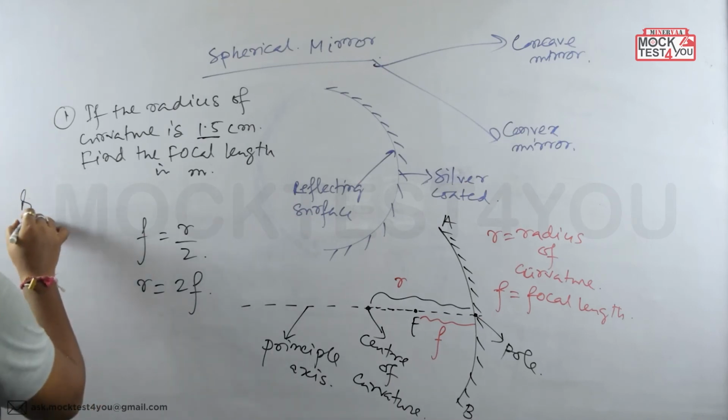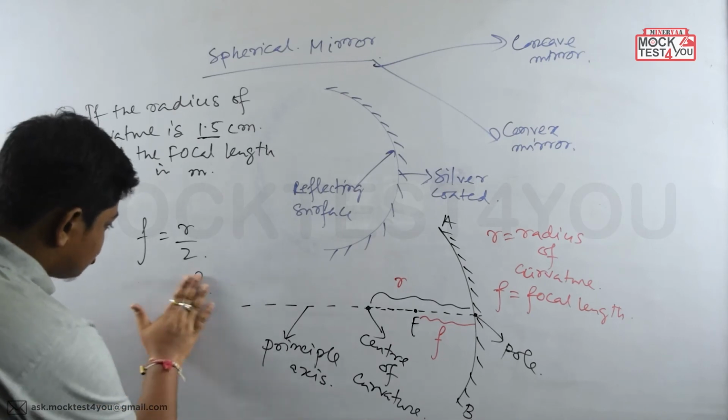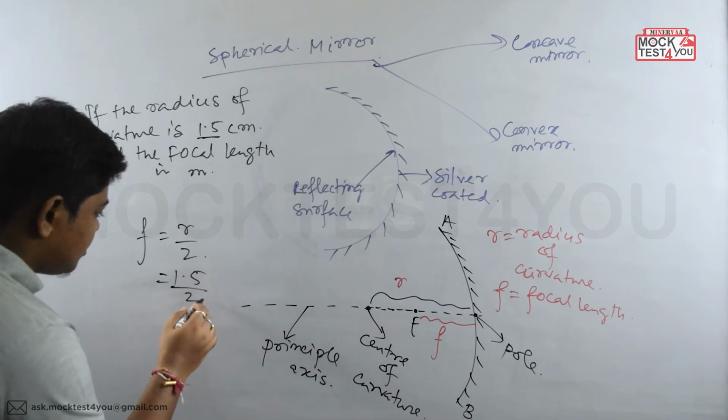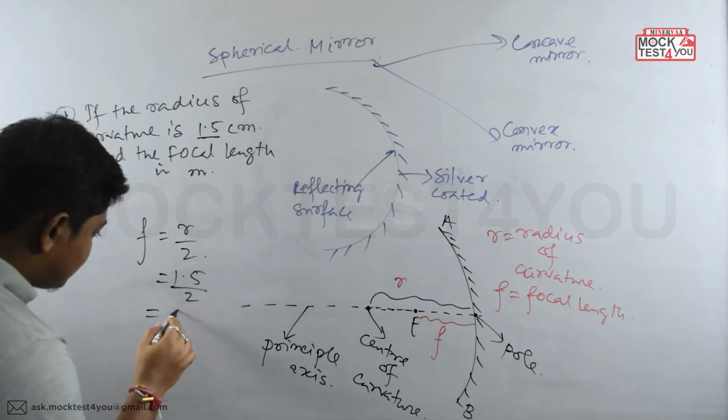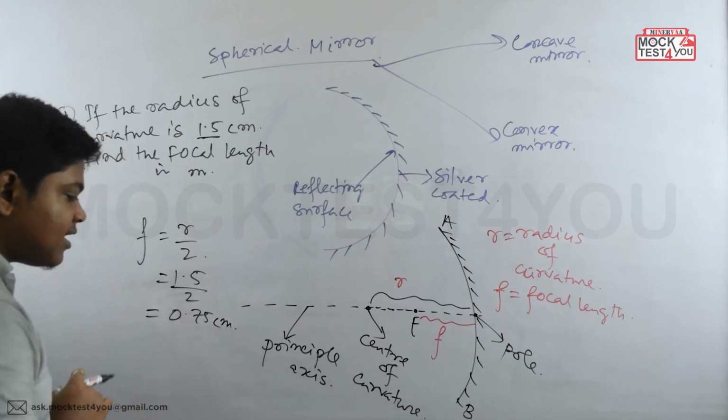what will be the value of the focal length? The focal length will have the value of R by 2, right? So what can I say? This is 1.5 divided by 2. So that is equal to 0.75 centimeter. So this is the value of the focal length.